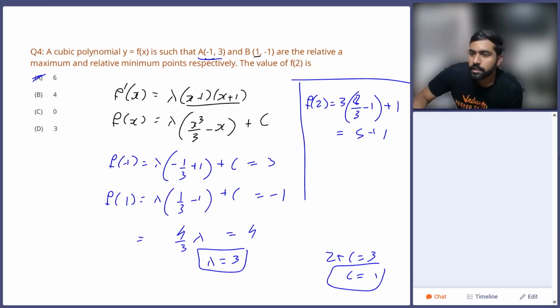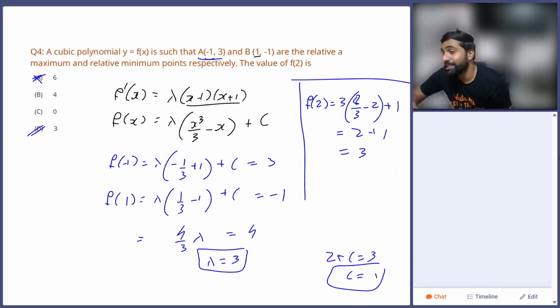Oh, this should be minus 2. X cube by 3 minus x is the function, so this should be minus 2 over here. So 8 by 3 minus 2, that's 2 plus 1, which will be 3. Option D will be the answer, not option A. Be careful with the calculation, everyone.